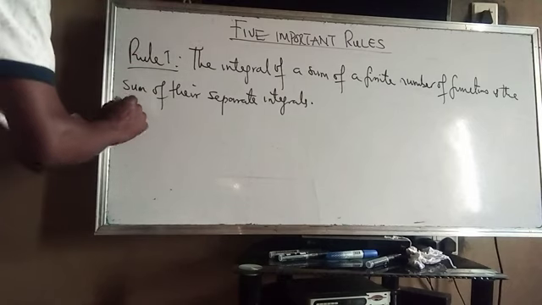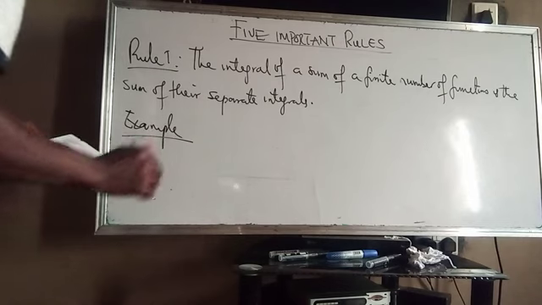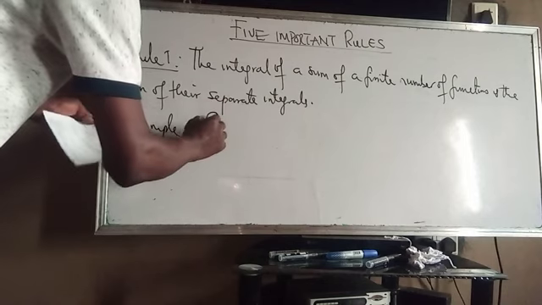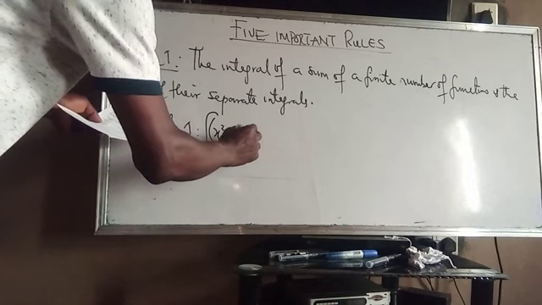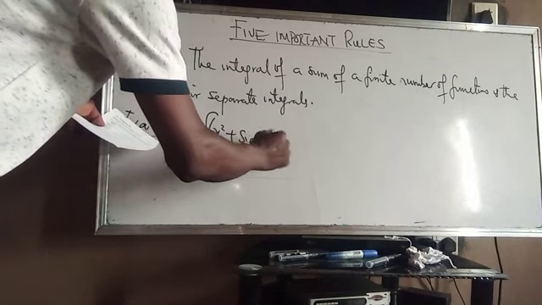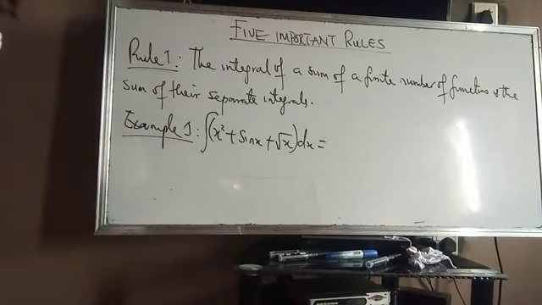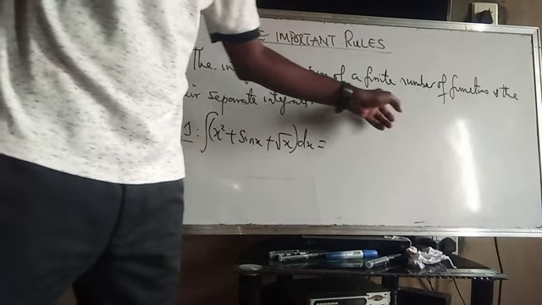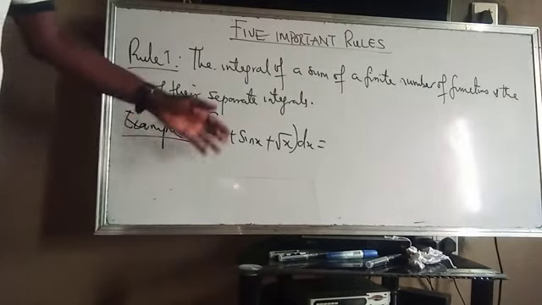I want to apply rule 1 in solving this problem. Example 1: the integral of x squared plus sine x plus square root of x all dx. Now, if we look at this given problem, it contains 3 different functions. According to the statement, the integral of a sum of a finite number of functions. We have 3 functions here.